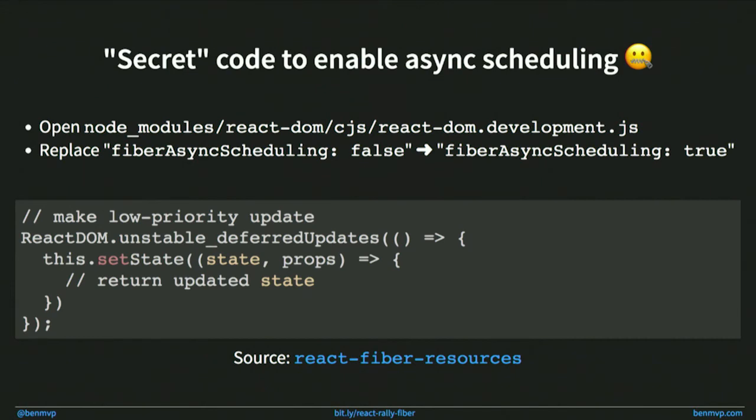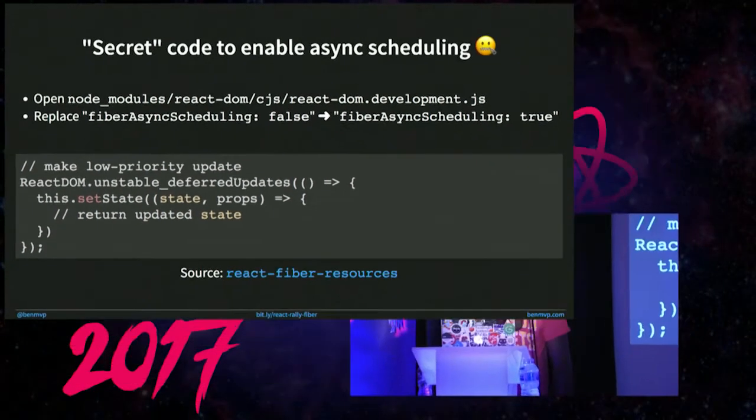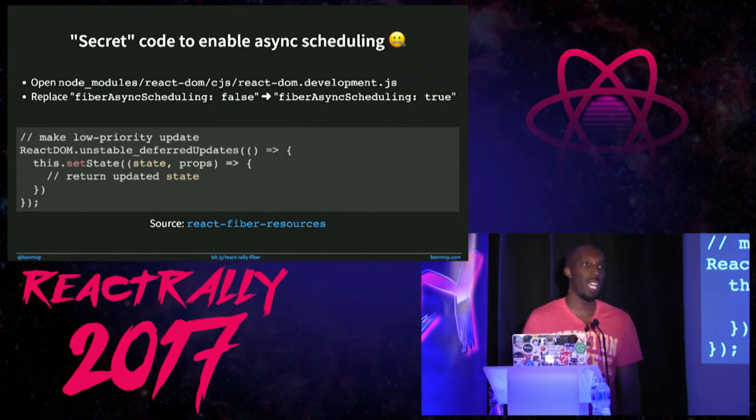And then that'll enable you to use this unstable property called unstable deferred updates. So it's not that hard to do, but yeah, you have to do this, okay? What that enables you to do is a low priority update. So something that came from an API request, you wrap your set state call in it, and then it'll be made a low priority. And if you go to this React Fiber resources, it actually has a live example that you can play around with and see how it works.